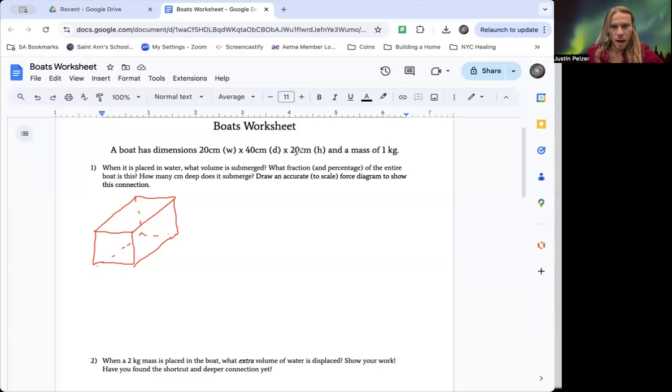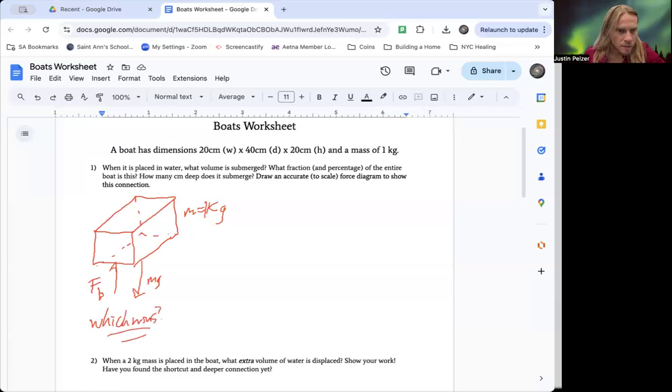This is going to be mostly hollow, but it has a mass of 1 kilogram just in its materials itself. And of course, draw an accurate to scale force diagram. Here's accurate to scale. We have MG pointing down and FB pointing up. So which wins?